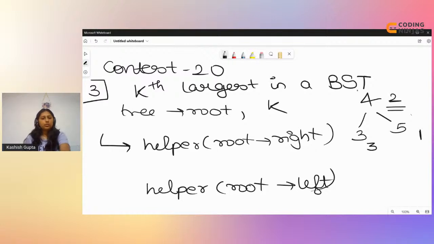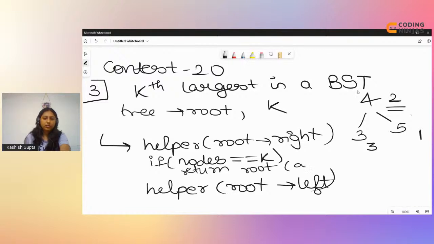So maybe the logic can come down to: if nodes traveled equals k, मतलब हमें kth चाहिए और हम kth वाले पे हैं अभी, because हम उसी ऑर्डर में ट्रैवल कर रहे हैं जो हमें required है. तो return may be root और we can store the answer somewhere, then return answer. But how will we know on which node are we?